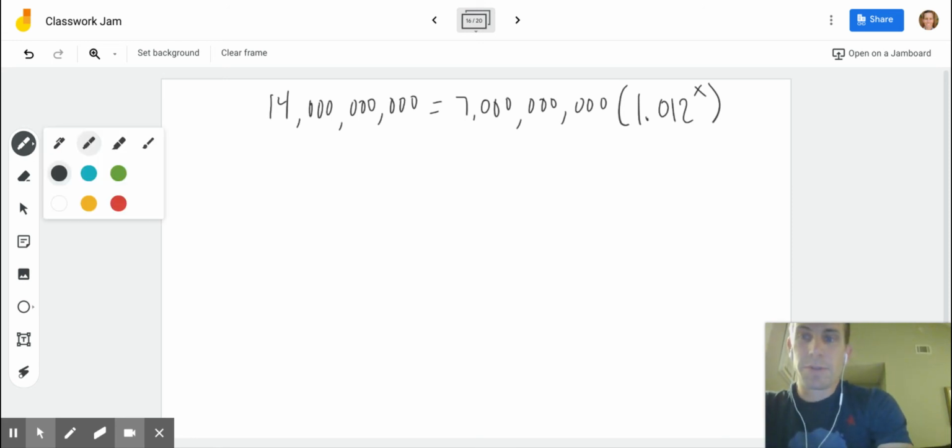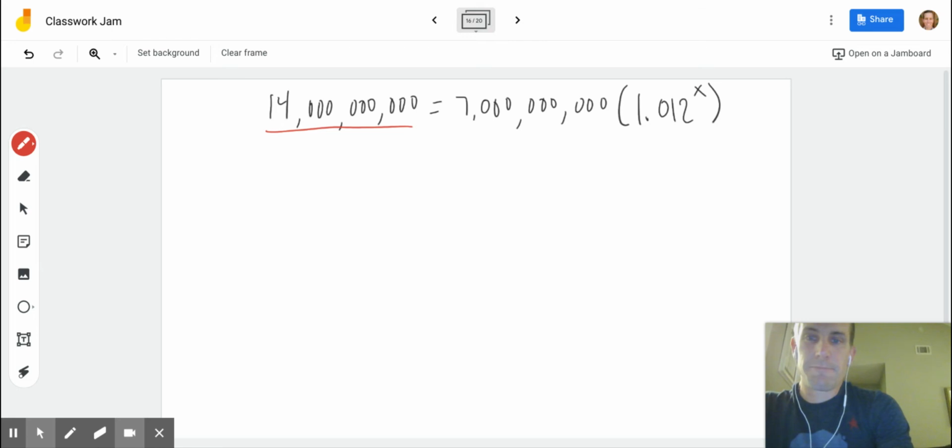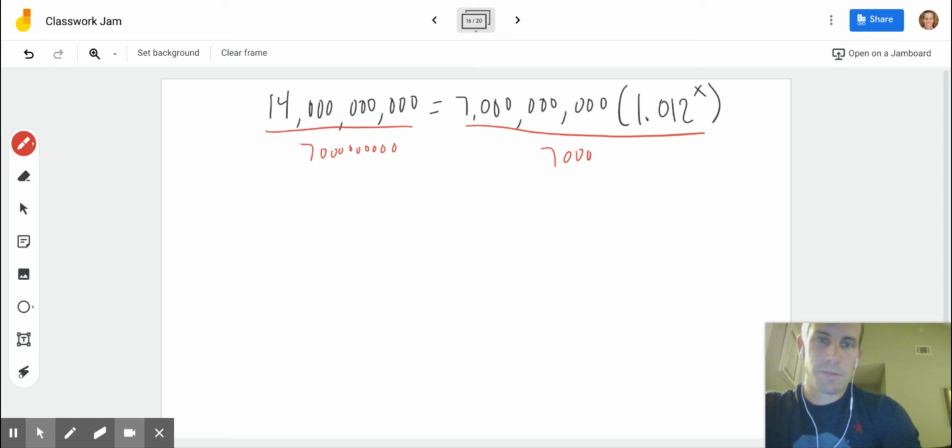So we can divide both sides by 7 billion. Oops. That's the last of the zeros. And we get 2 equals 1.012 to the xth power.